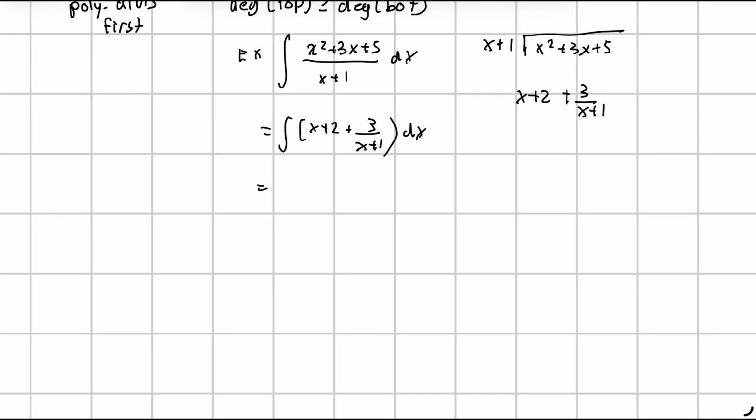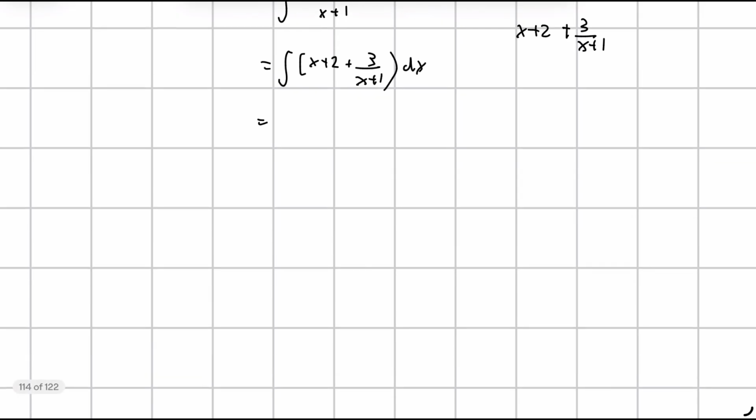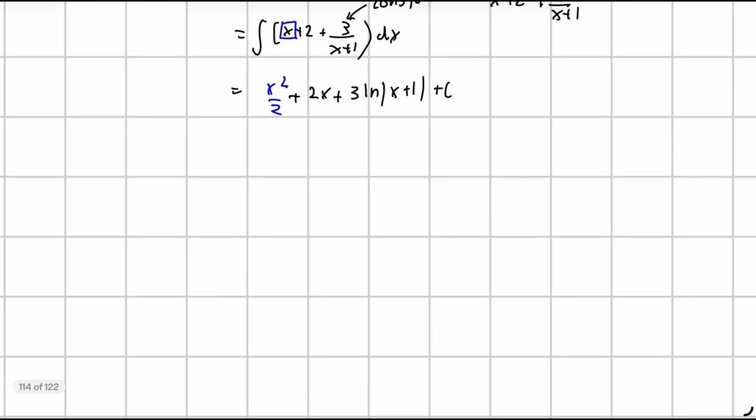So then we have our x right here, so we can use our power rule on this. We have x squared over 2, and then for our 2, we add our x there, so we have 2x, plus 3 times the natural log of what's in the denominator, x plus 1, plus C, because this was a constant. So that's going to be your answer.